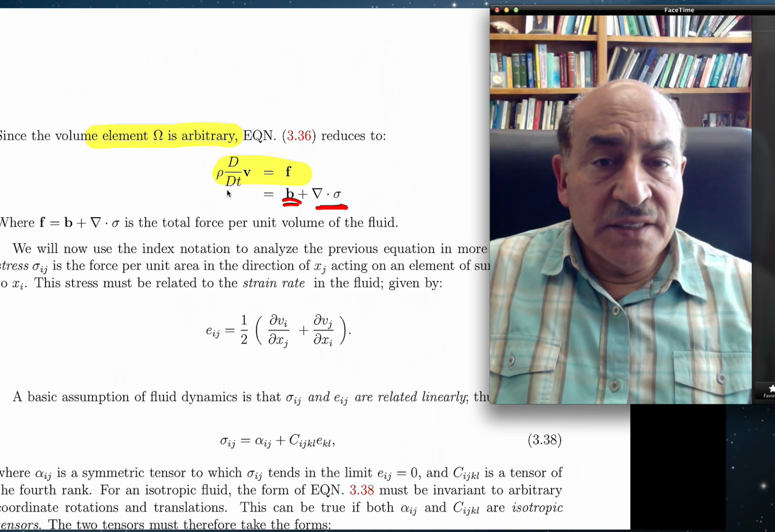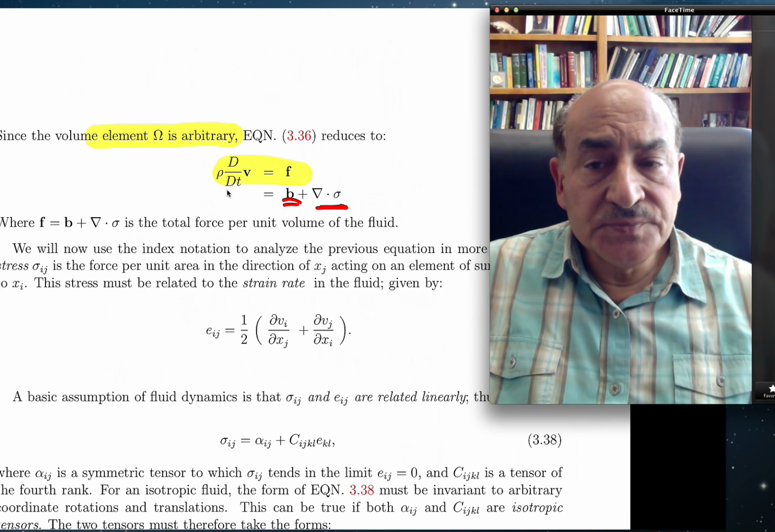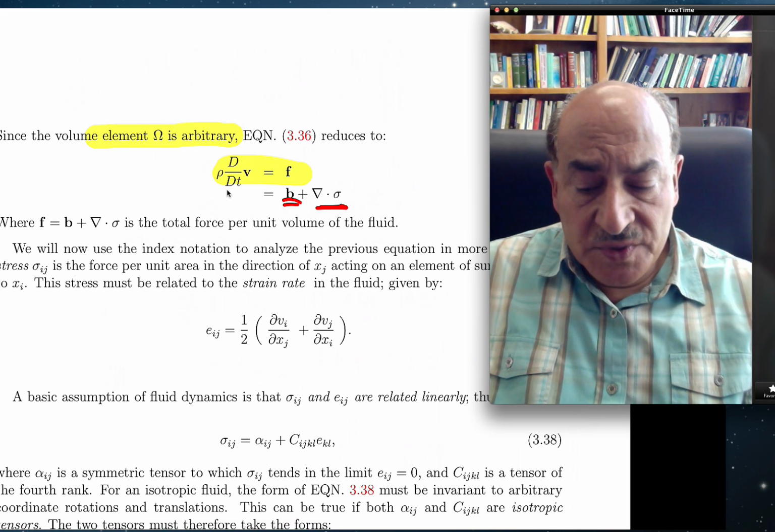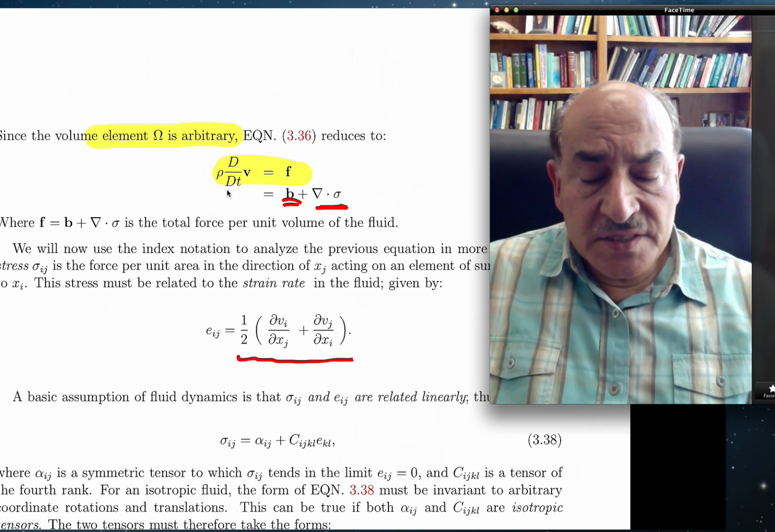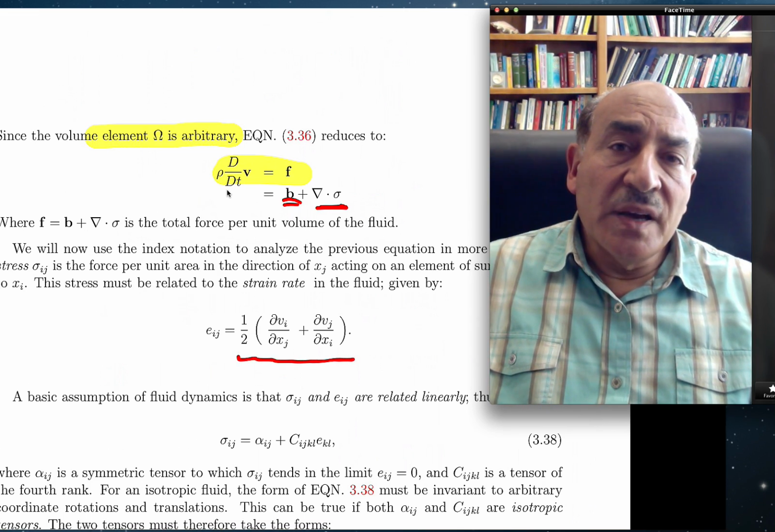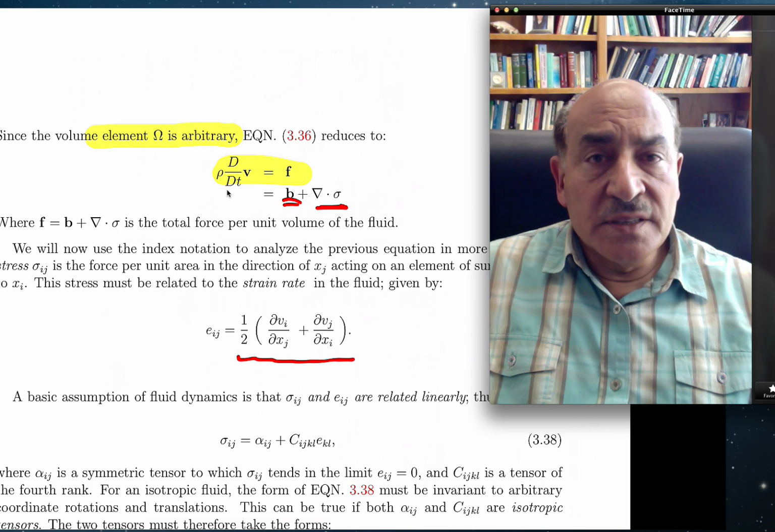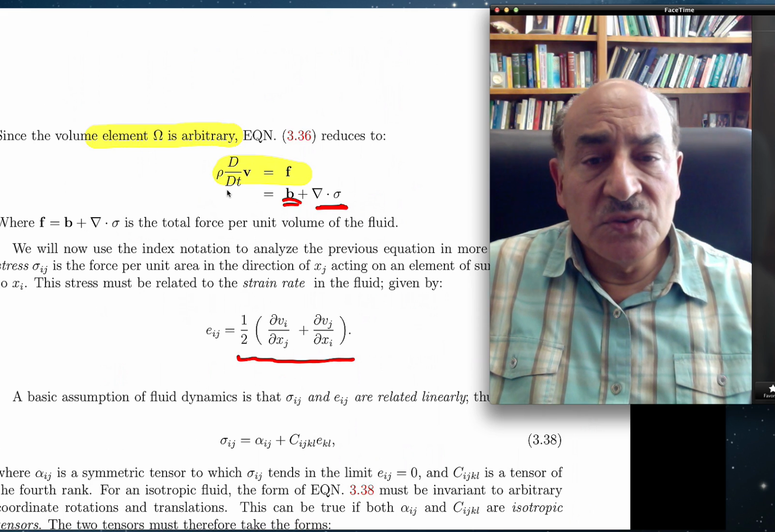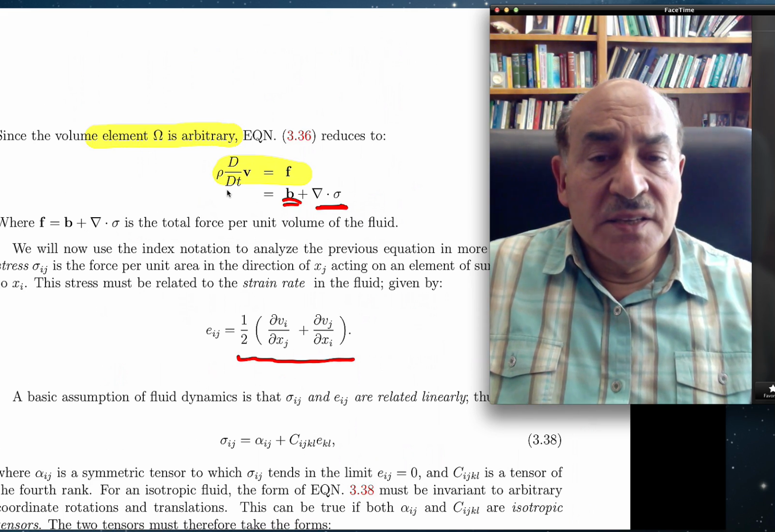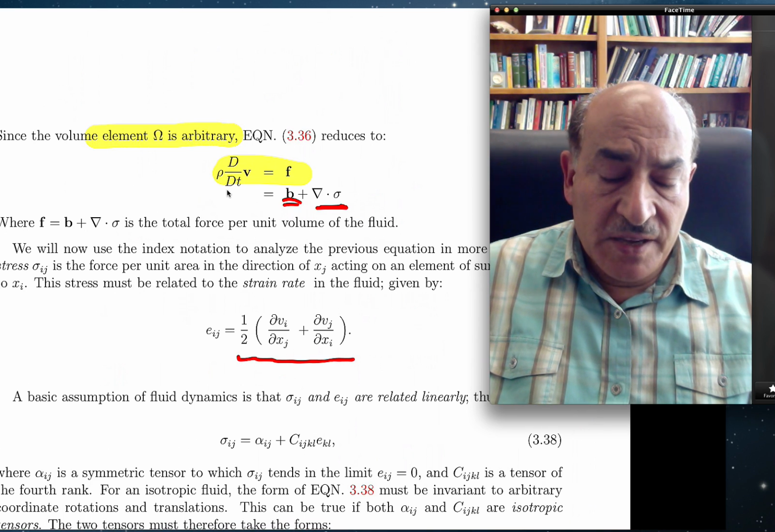And the way that we're going to do it is that for the stress, we're going to start from a constitutive equation. And the constitutive equation is that we start by saying that the strain rate in the fluid is similar to the strain. Remember, the strain in solids is the symmetric part of the displacement with respect to the position vector. Here, the strain rate is the symmetric component of d, which is dvi by dxj plus dvj by dxi.